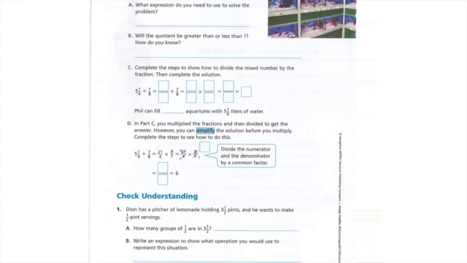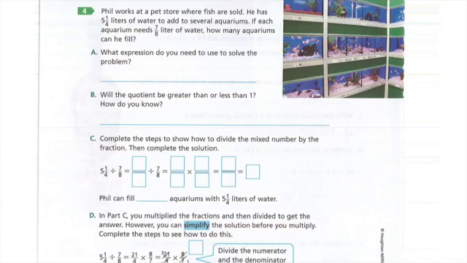All right, let's look at this last part. Phil works at a pet store where fish are sold. He has 5 1/4 liters of water to add to several aquariums. If each aquarium needs 7/8 liter of water, how many aquariums can he fill? All right, so what's the problem that we're doing here? Well, let's think about this. He has 5 1/4 liters of water. He wants to put 7/8 into different aquariums. So that's what we're dividing. We started with that big amount, and that's what we're dividing up.